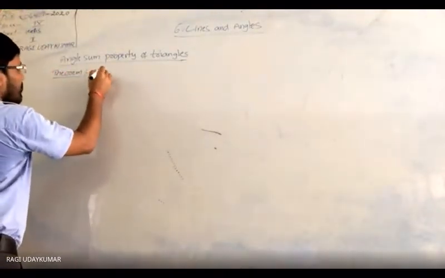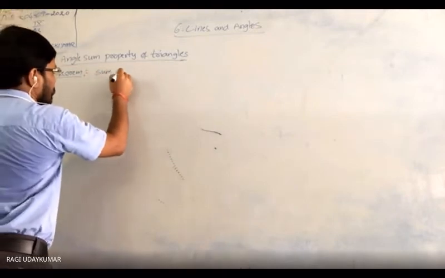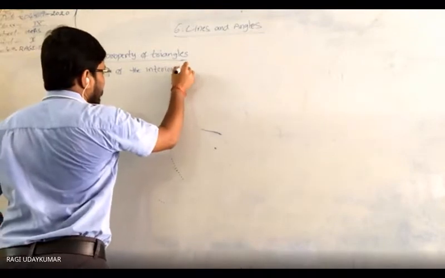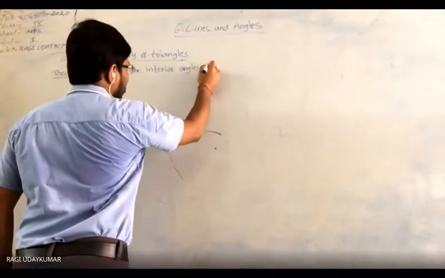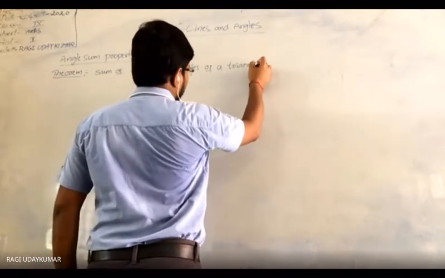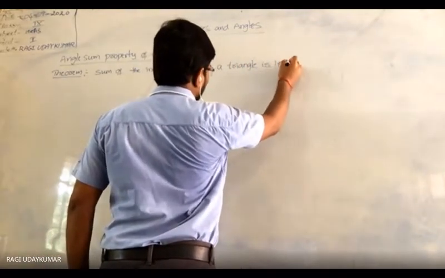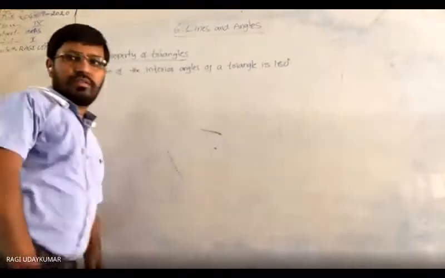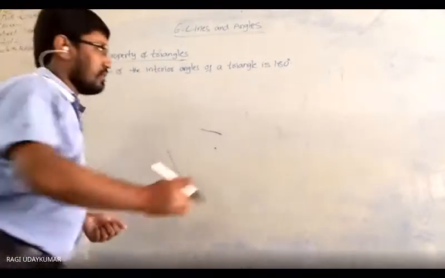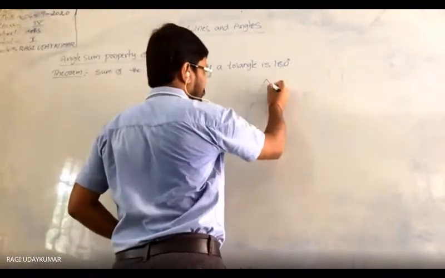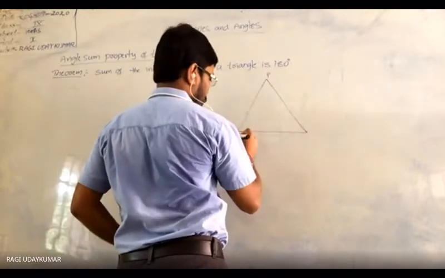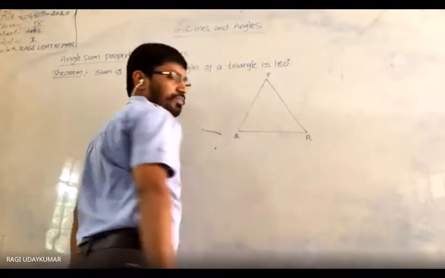So the theorem is: the sum of the interior angles of a triangle is 180 degrees. This we need to prove. Very simple proof here, so don't worry. Suppose we are taking a triangle, any triangle you take into consideration. Let us name it PQR.